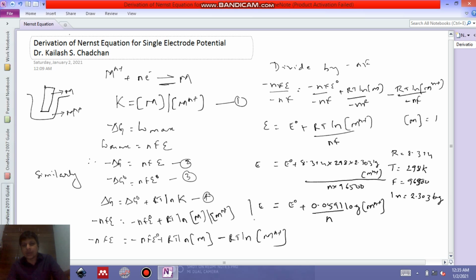So this is the Nernst equation for a single electrode potential. The electrode potential value of an electrode completely depends on the concentration of metal ions surrounding that electrode surface. I hope you have understood this derivation of the Nernst equation for a single electrode potential. Thank you.